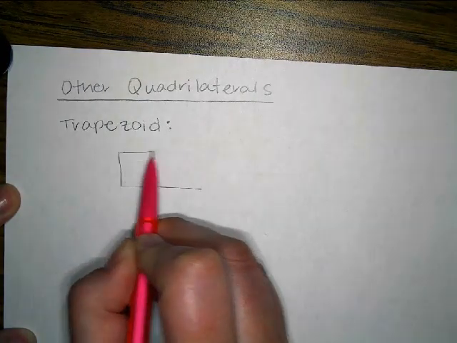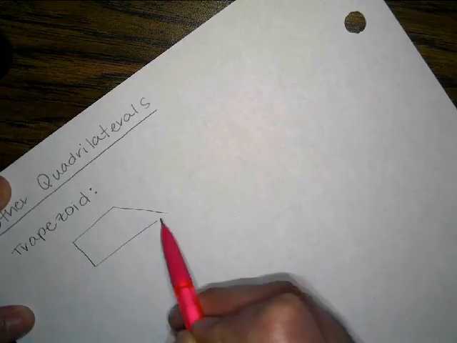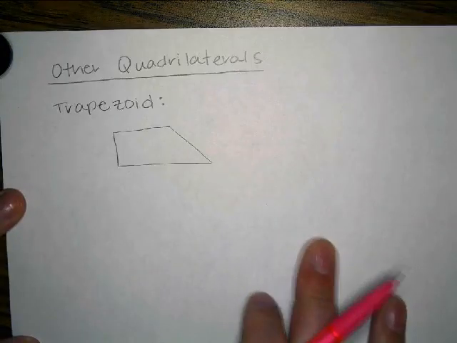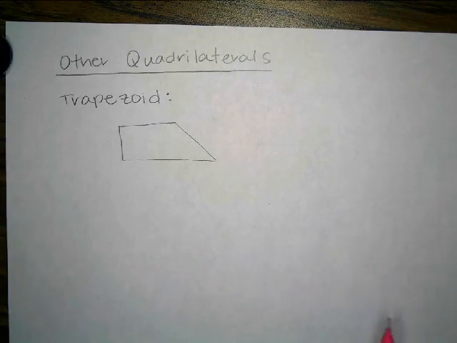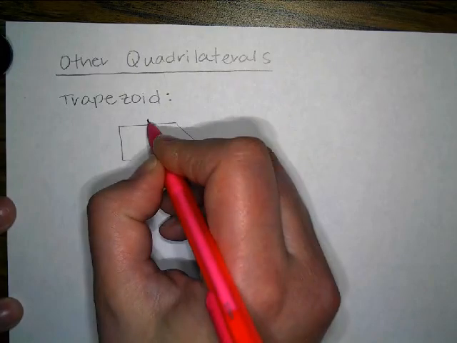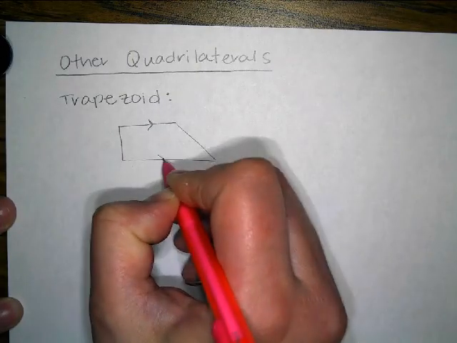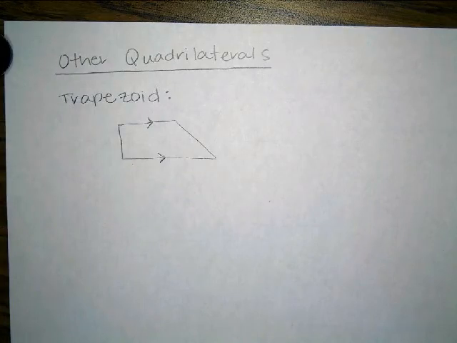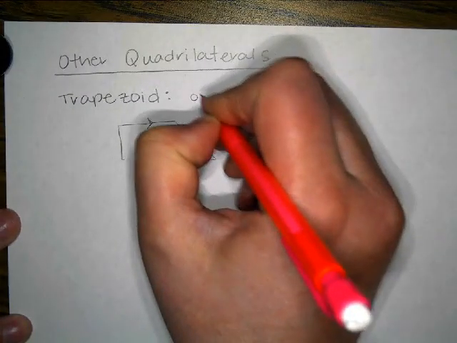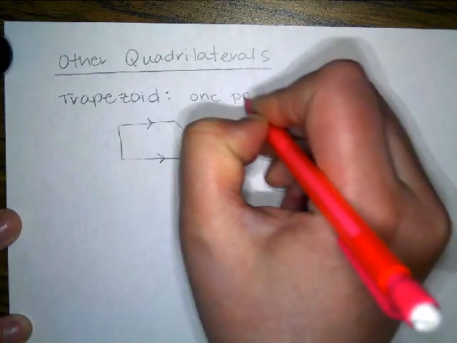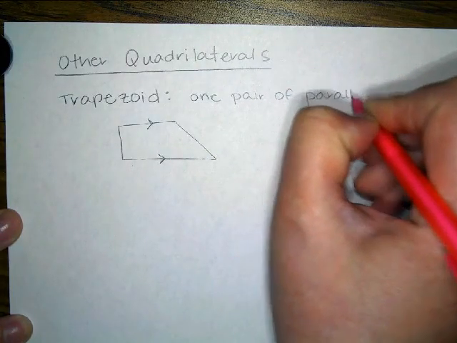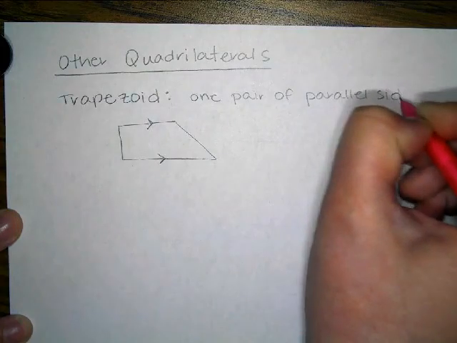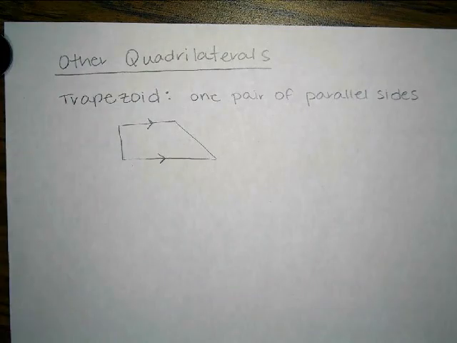So a trapezoid is a shape, it's four-sided, where the top and the bottom are parallel. A trapezoid has, and I didn't draw them very parallel, but you get the idea, a trapezoid has one pair of parallel sides. One pair of parallel sides. That's what a trapezoid is.